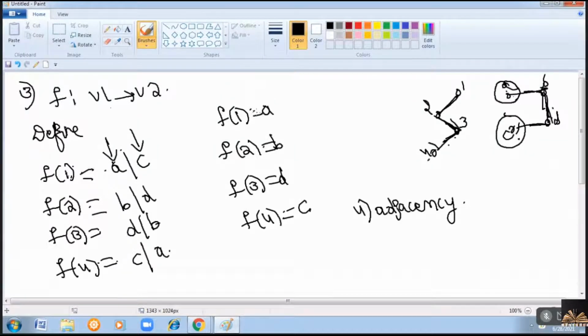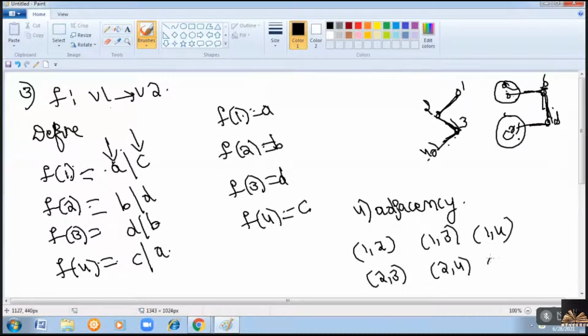So here, 1 and 2. You have to compare 1 and 2, 1 and 3, 1 and 4. Next 2, 3, 2, 4, 3, 4. Right? You need to check the adjacency of these pre-images.